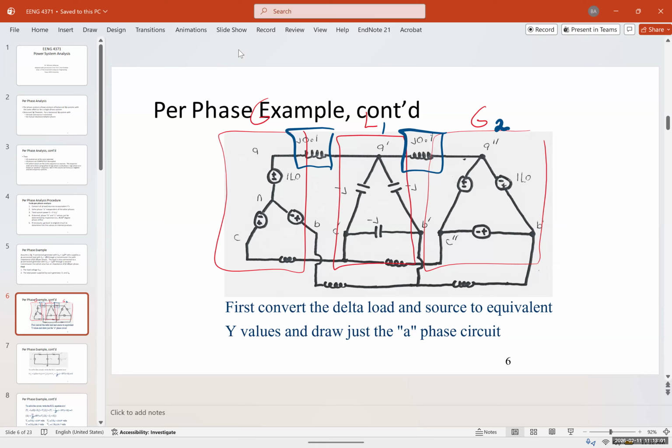Now, the question is this. If I want to convert the delta-connected load from delta to Y, what is our equivalent load? Now the load is negative j for each phase. If I convert this to a three-phase Y like this, what is my new impedance going to be?